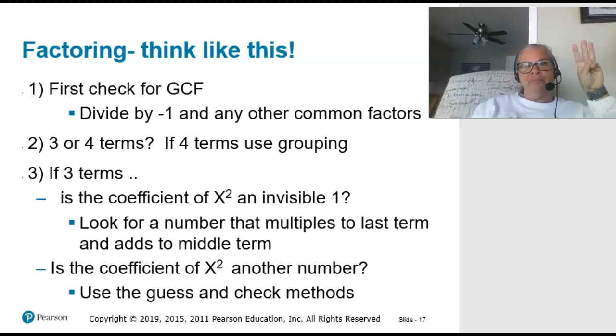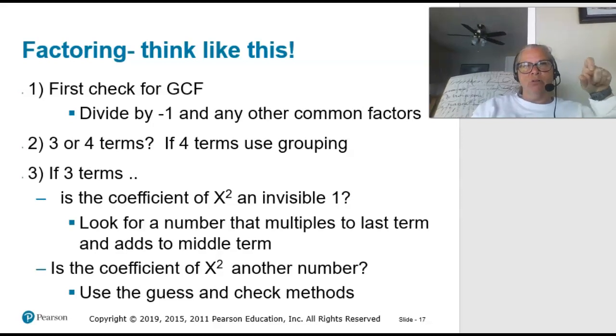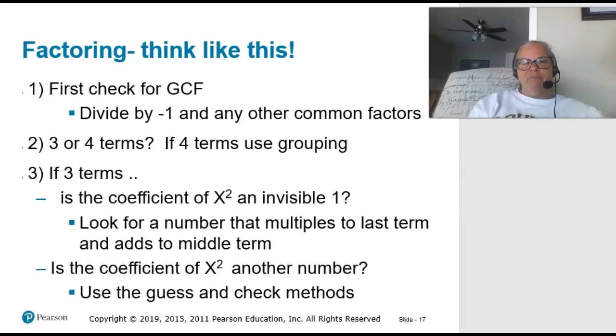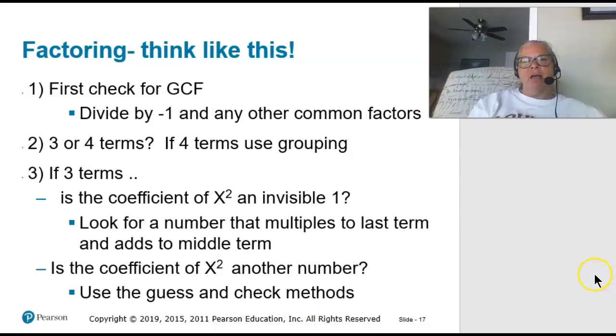If they're 3, and the coefficient in front of x squared is the invisible 1, then you do what we did last section, which is look for multiples of the last term that multiply together and add together to give you the middle term. If the coefficient of x squared is another number, then use the guess and check method. I hope this helps. Factoring is not fun, but it is something that becomes necessary as part of our quadratic equations in Chapter 7. The factors give us very important information about the x-intercepts.